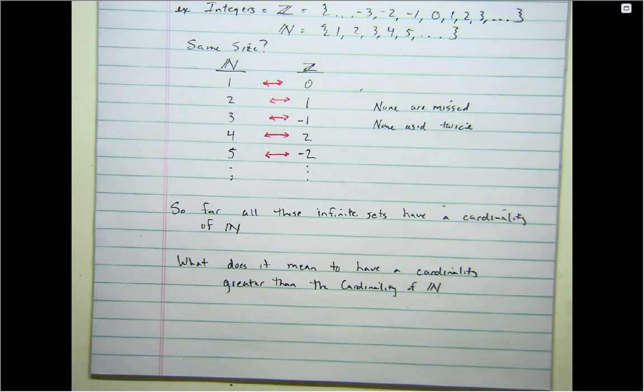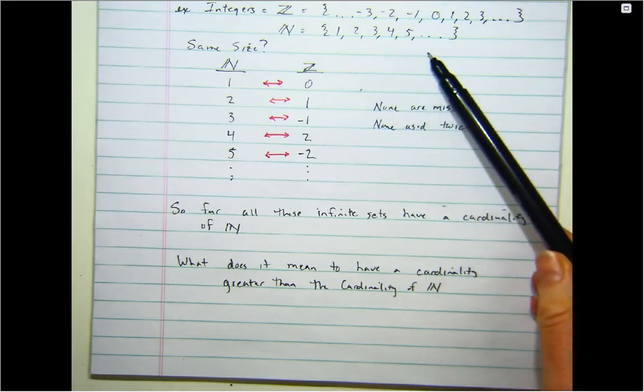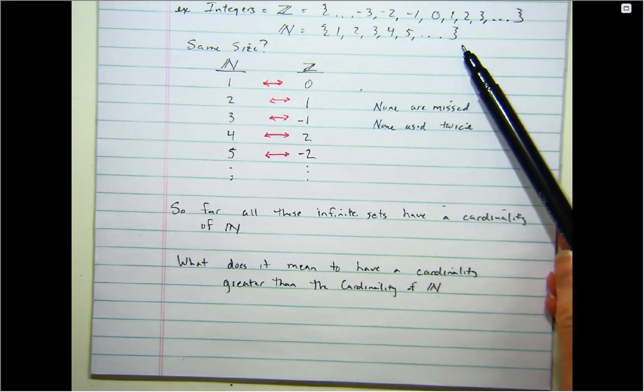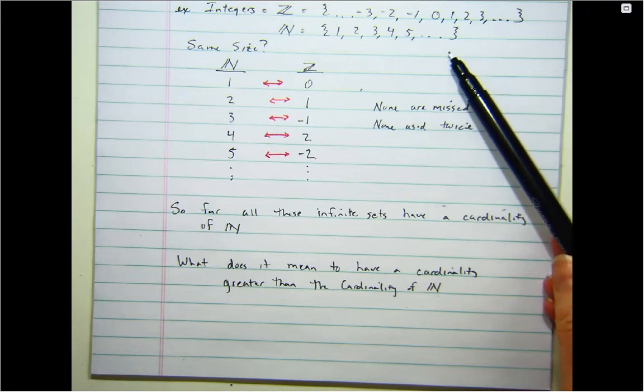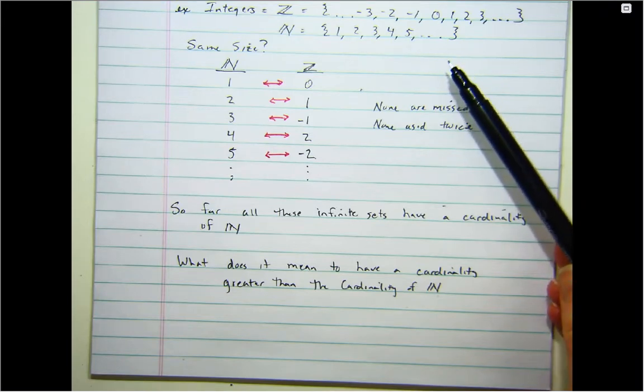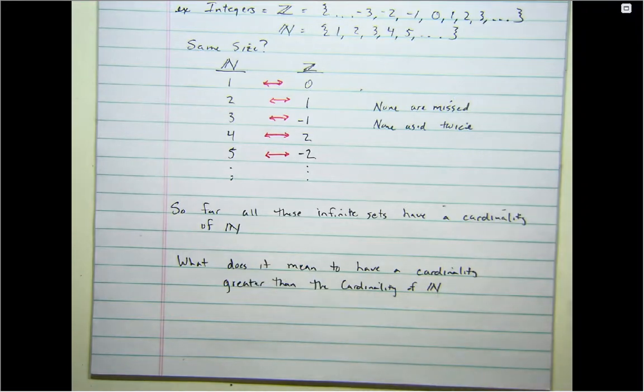N is, in fact, a kind of a benchmark infinite size. So we can all picture the numbers 1, 2, 3, 4, 5, etc. We can picture that set, and so when we can put another set into a one-to-one correspondence with it, we can picture, okay, that's the size it is. So far, n has been our benchmark. Can anybody offer any suggestions of sets that might be larger? What set might have a cardinality larger than n? Anything come to mind that might be?